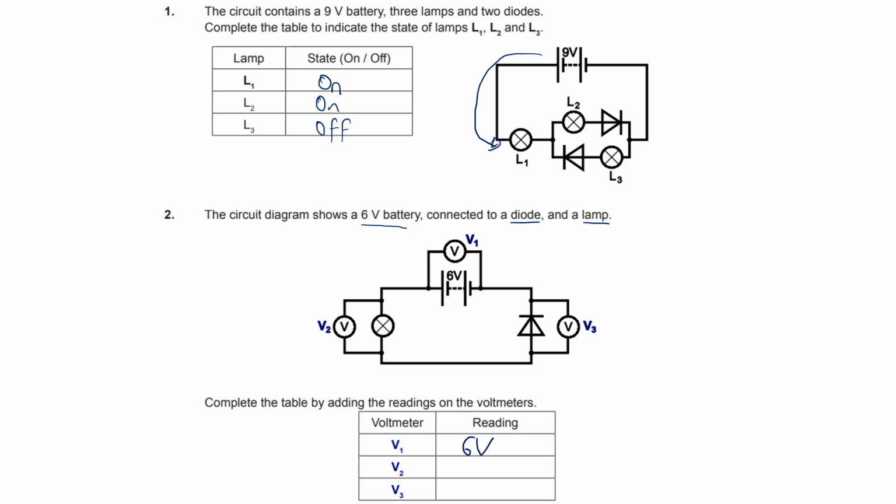Okay, so then what do we need for the second one and the third one? Well, I know that a diode, if it is conducting, it's 0.7 volts. The potential difference is 0.7. So I know that that is 0.7 volts. And as we know, the volts drop around the circuit. Therefore, V2 will be the remainder, which I know, do that in my head, 5.3 volts.